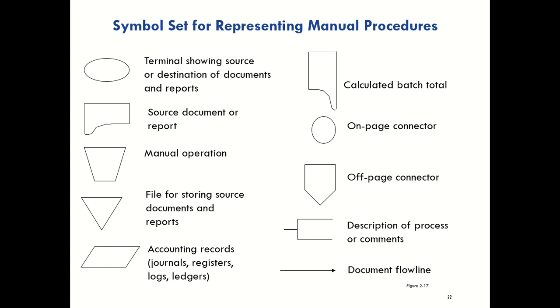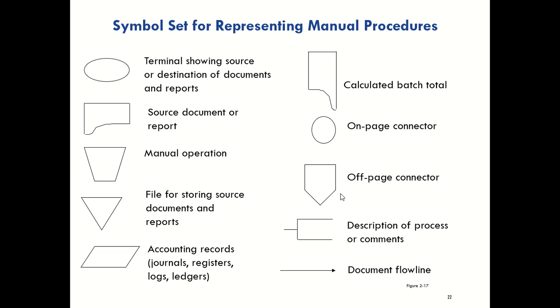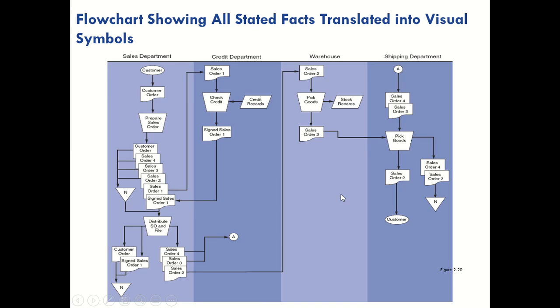Ngayon, if the entity may have different na itsura, then they can do so, provided na yung kanilang gagamitin na mga symbol sets are, kumbaga, discussed or even explained thoroughly doon sa kanilang documentation. Kasi mamaya, halimbawa, yung terminal or destination, pwede mong lagyan ng heart, no? Depende sa entity, no? Pero ito, these are general symbol set representing manual procedures in a system flowchart. Okay? So ngayon, let's have an example of a system flowchart.